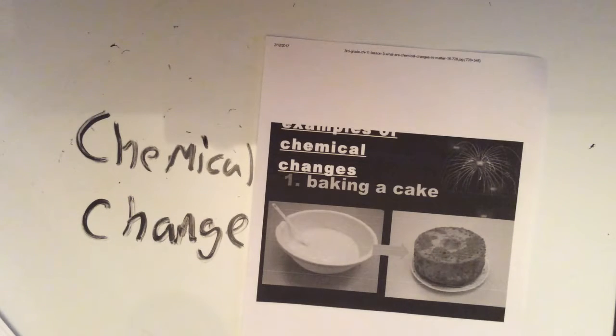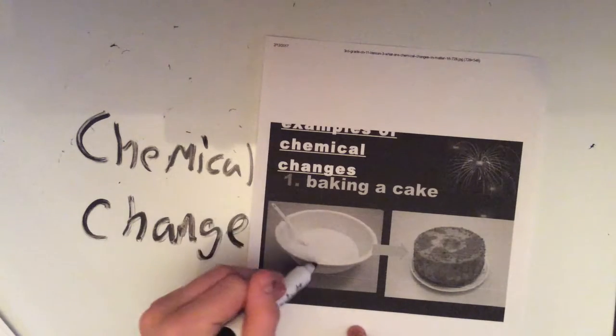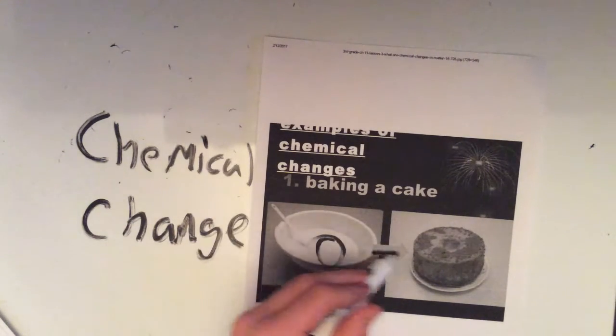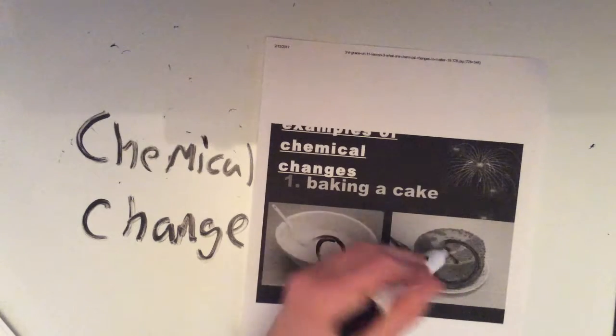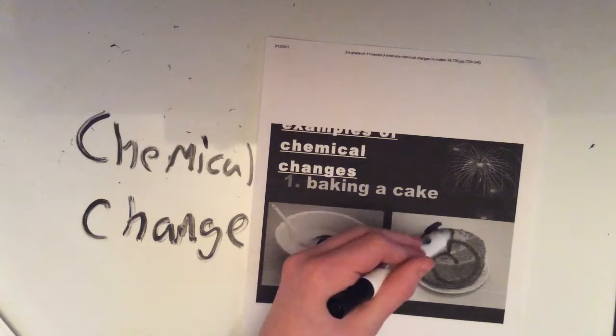Now we got chemical change. Chemical change is a change in which one or more substances combine or break apart to form new substances, such as baking a cake, where you have your batter and then you go into a cake. Nice and tasty with all your candles.